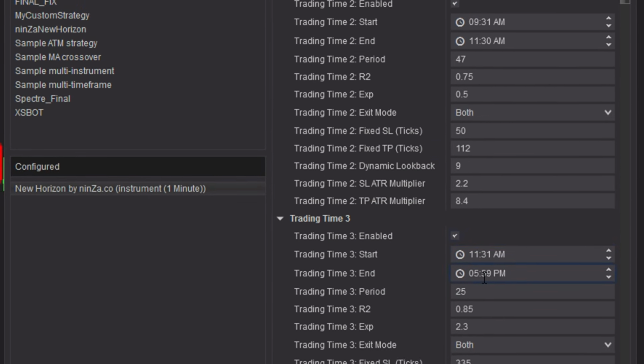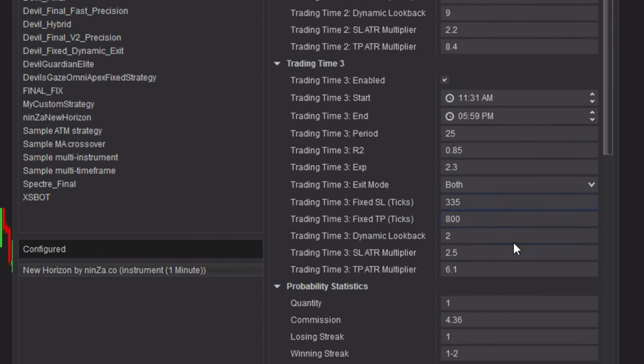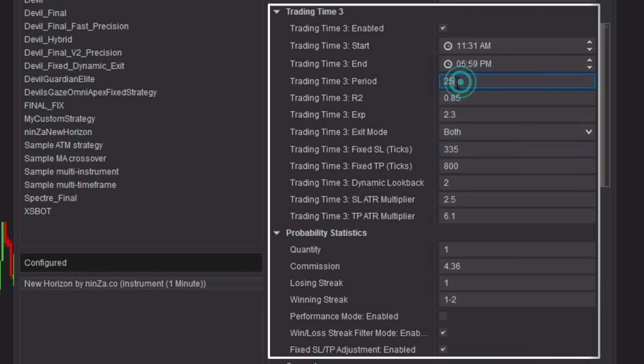Next is Trading Time 3. This is still part of the remaining U.S. session, but market volatility during this period becomes much more stable compared to the opening session. This time window will run from 11:31 a.m. until 6 p.m. on the same day.